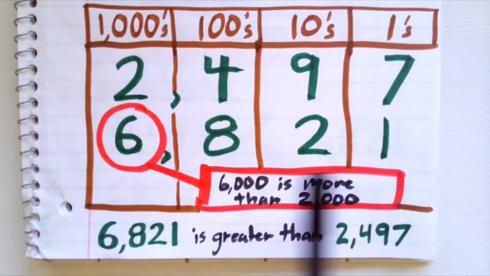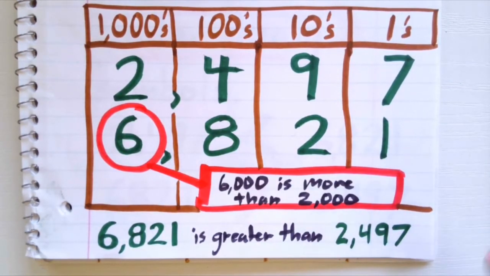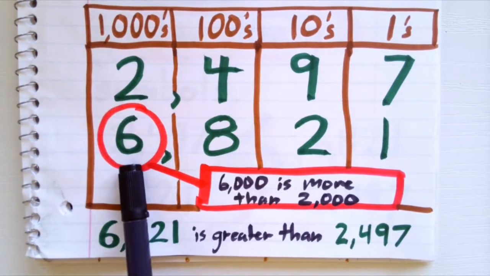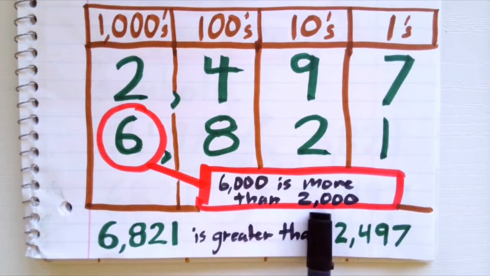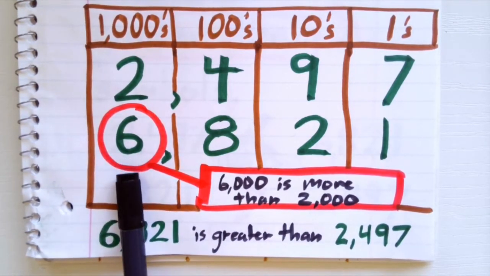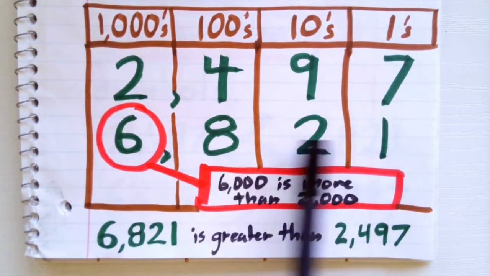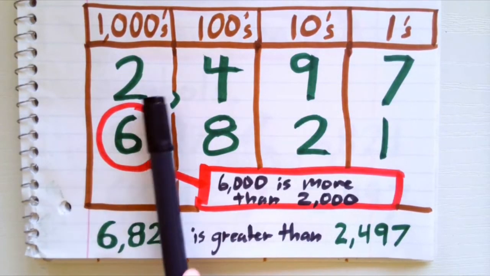On this place value chart, there are two different numbers. They are not the same number. One is bigger than the other. How do we know which one is bigger? Do you notice that I have circled this 6 in the thousands place? I wrote 6,000 is more than 2,000 because I was thinking about what we learned last time, how the value of this 6 is 6,000 and the value of this 2 is 2,000. And 6,000s would be more than 2,000.